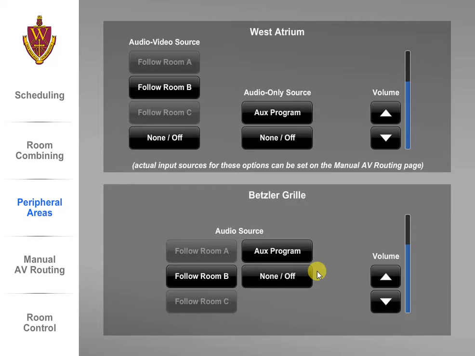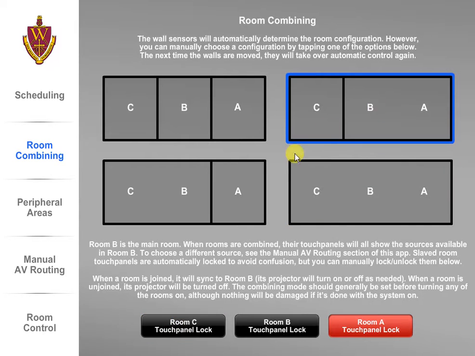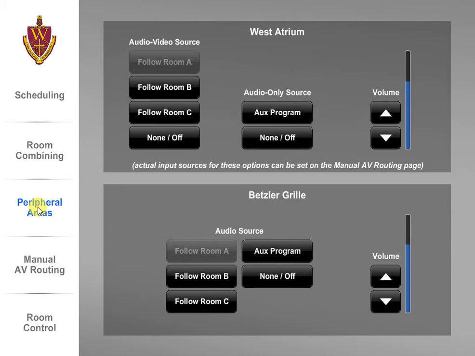So what we can do here is we can tell it to follow one of the rooms. Now you'll notice that room A is grayed out as well as room C. We can only follow room B, and that's because we're currently combined. So A and C are not standalone rooms right now. For the purpose of this overflow to the Betzler Grill, they don't exist. What we can follow is the combined room, which B is the master. If I change the room mode to where C is by itself, now we have that option as well.